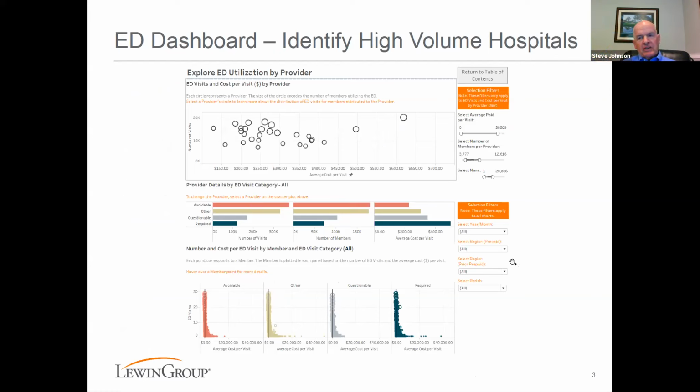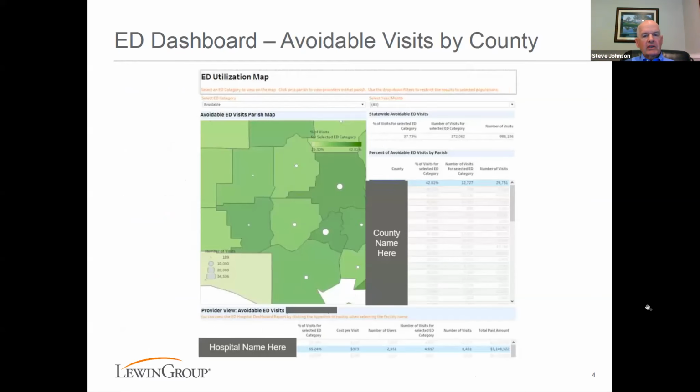So after that initial screenshot, if you can go to the next slide, Charles, we started to look at utilization by county. In the map on the left-hand side, you can see a color-coded view of the counties where we have the most hospital utilization. At the top of that visualization, there's a filter for avoidable visits and required visits, and this is focusing on avoidable. So I get a table on the right that shows the counties, the number of avoidable visits, and the dollars associated with them.